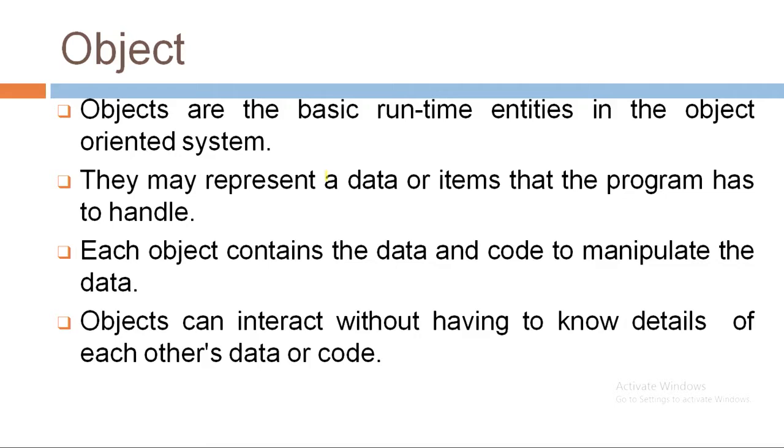Let's see the first one, object. The objects are basic runtime entities in the object-oriented systems. So we can say it is a real-time entity also. They may represent a data or items that the program has to handle. So we can say each object contains the data and code to manipulate the data. So objects can interact without having to know details of each other's data or code. We can say objects can communicate without knowing the background detail of other object.